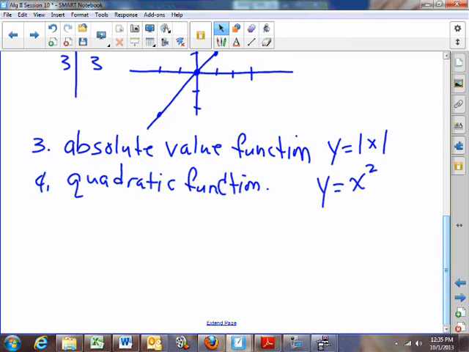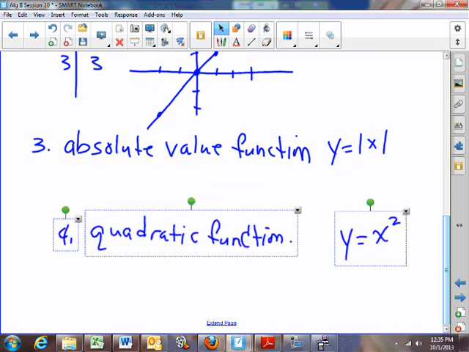Now the next one we want to look at is the absolute value function.